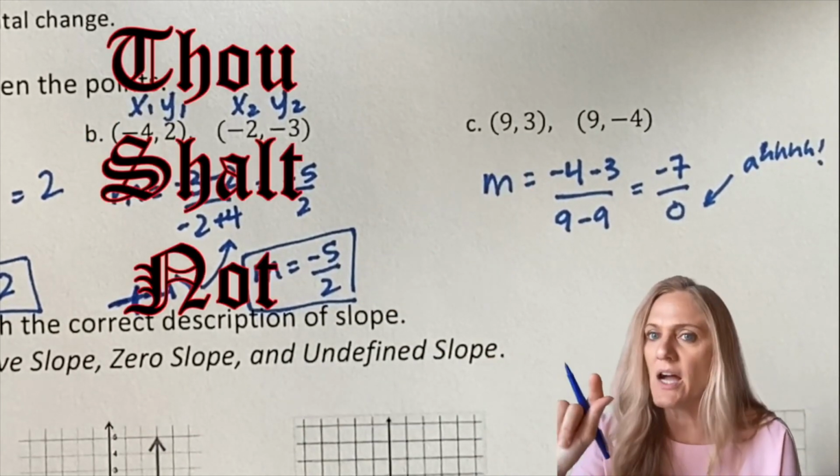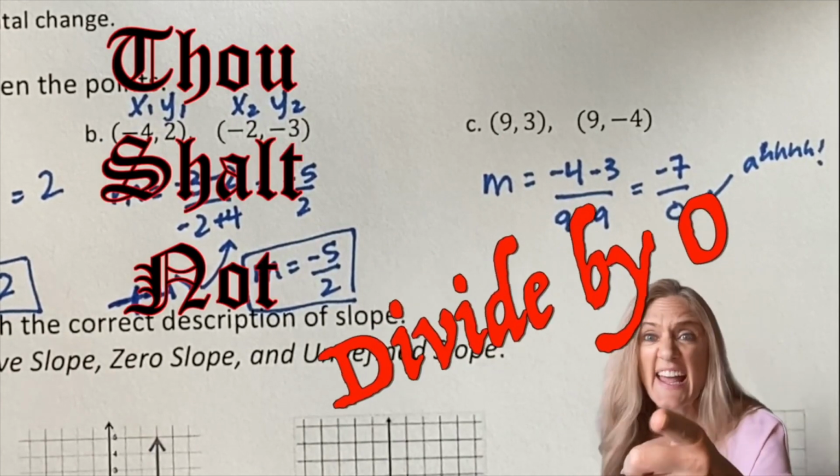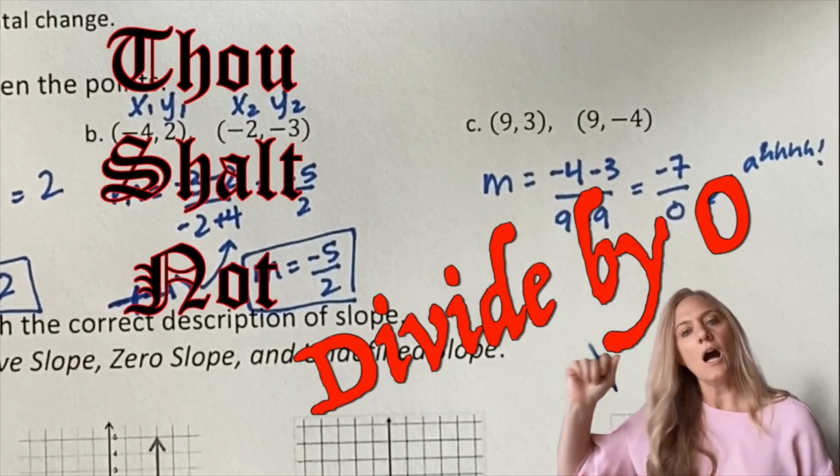If I ever start it, thou shalt not, what do you say? Divide by 0. Say it. Thou shalt not divide by 0. All right, let's go.